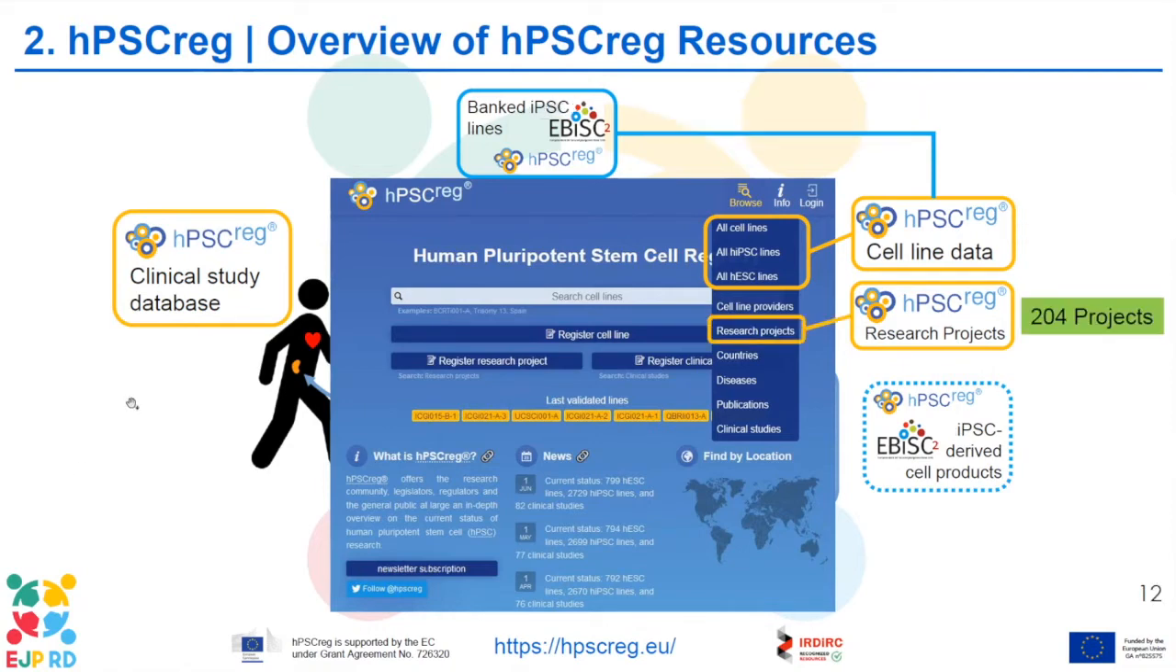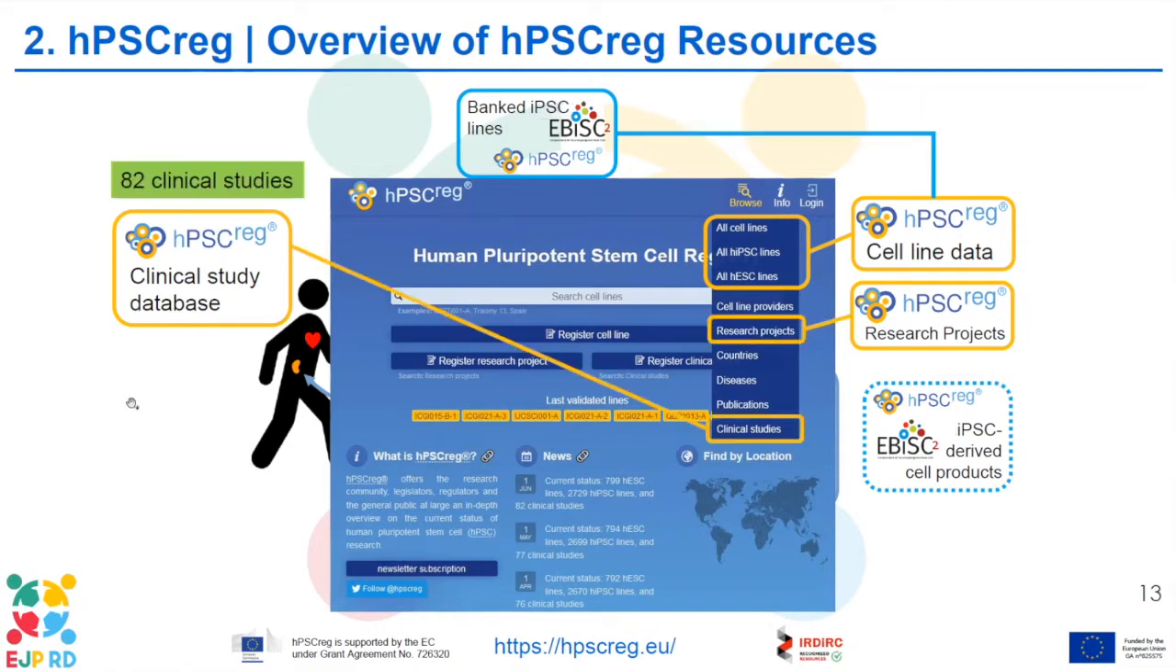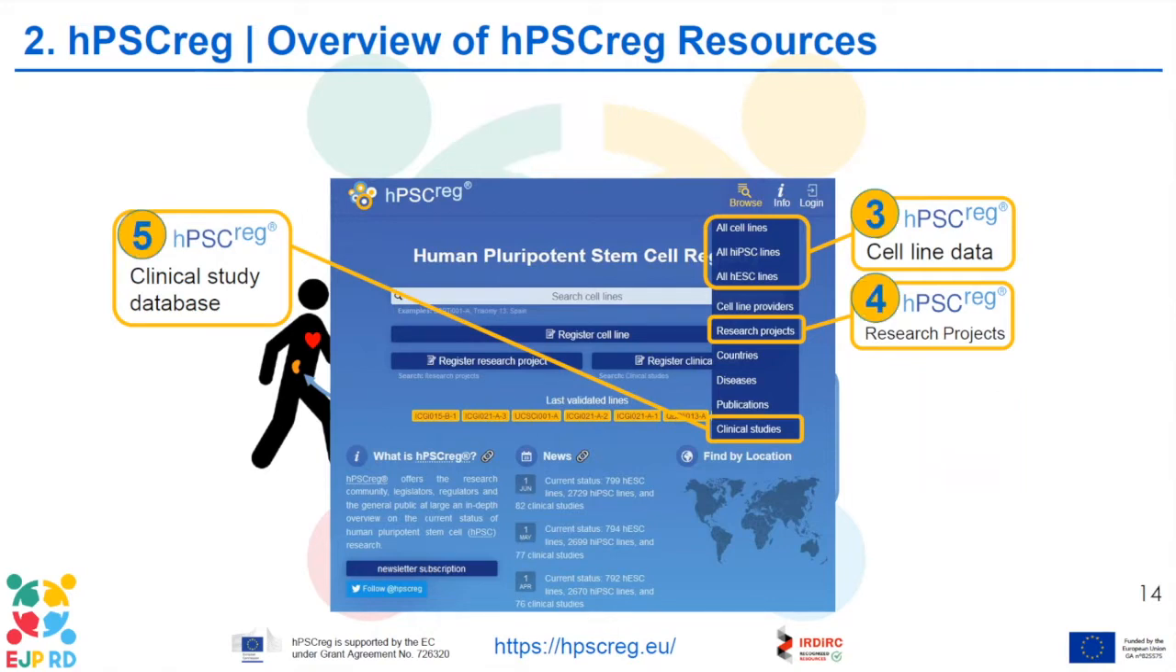Okay, so for the remainder of the talk, I will talk about the three main resources. Our biggest resource, of course, is the cell line data. And then I'll talk about the research project database, and finally, the clinical study database.